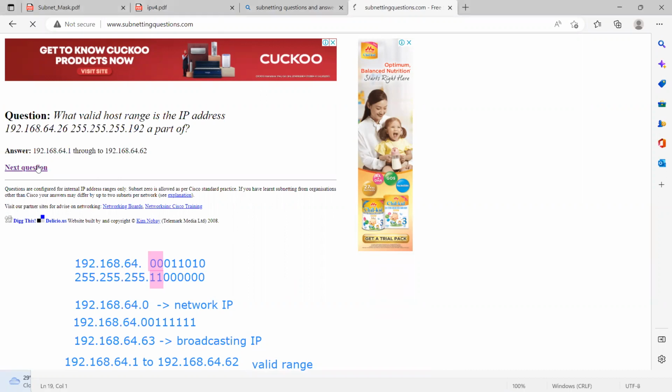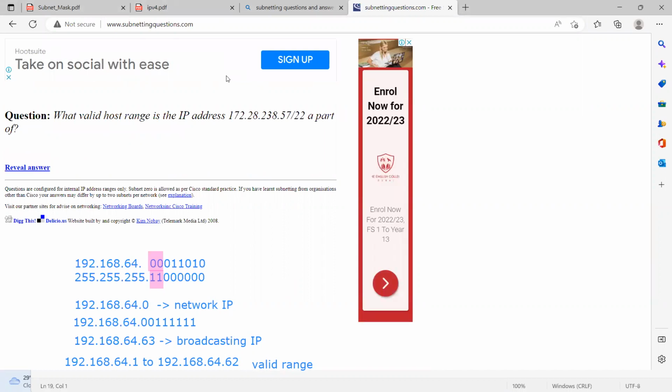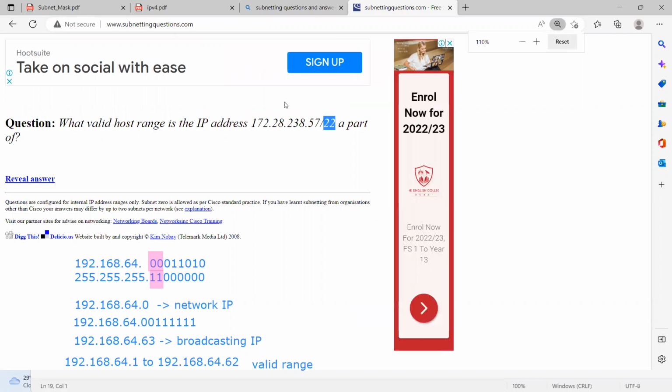One more question. Try to answer this as well. Right, here a valid host is given as an IP address, and they're asking this is a part of which network? So you can just tell the network IP, okay? The valid host is given, and they're asking, this is part of which network? You just want to calculate, because you know this value, like 22. You need to write this down again.